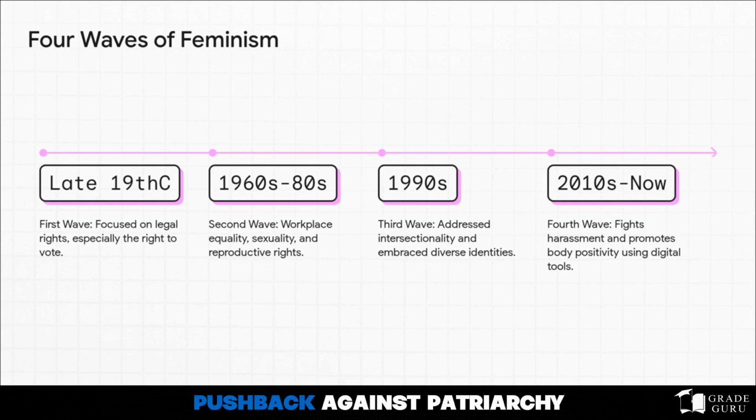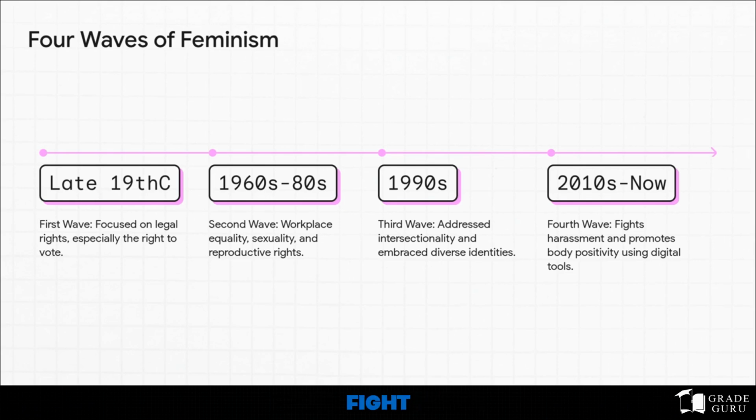So the historical pushback against patriarchy is often broken down into 4 waves of feminism, each wave kind of built on the last one. The first wave was all about legal rights, like voting. The second wave broadened the fight to things like workplace equality and reproductive rights. The third wave brought in the super important idea of intersectionality, embracing diverse identities. And now the 4th wave is using digital tools to fight things like sexual harassment.